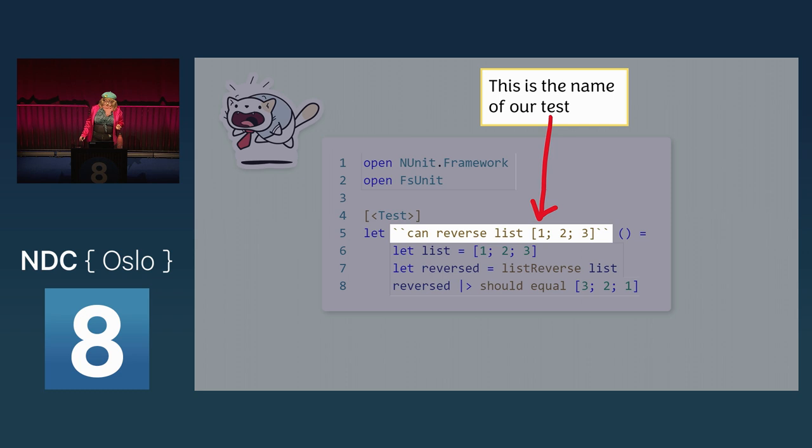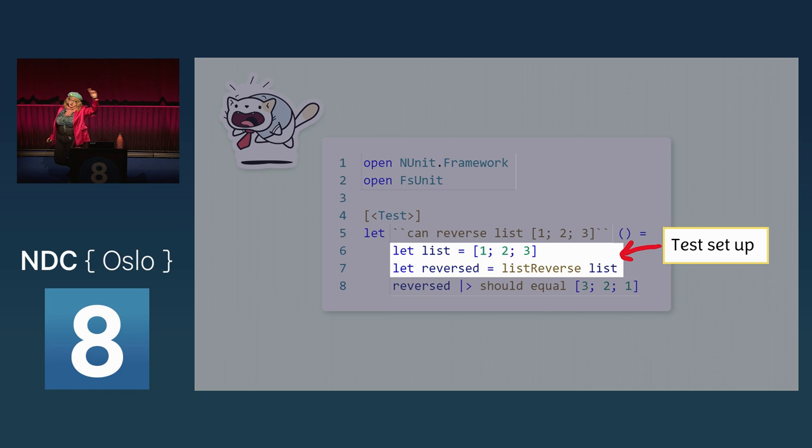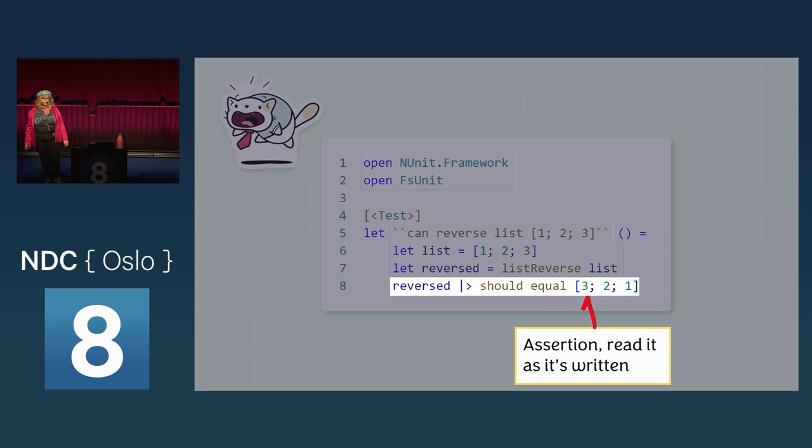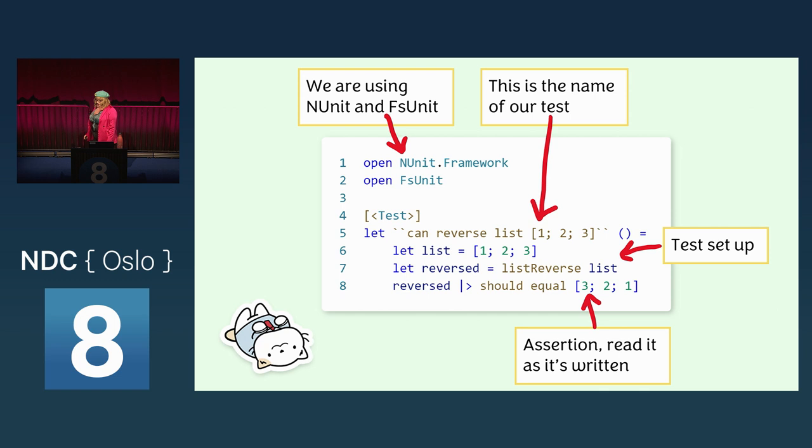Then we write our test setup code, which is: let's take a list, let's pass it into our list reverse function, and then let's assert that the reversed list should equal 3, 2, 1. And yes, F# does use semicolon as a list delimiter. Don't ask me why. Also, don't worry about that funny pointy symbol. We're not going to worry about that. So, not so scary.